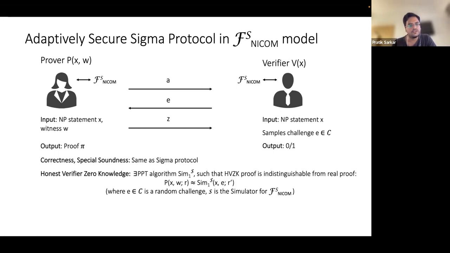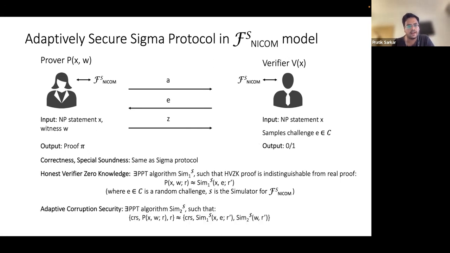In addition, we also need the honest verifier zero knowledge. Here again, we assume that there exists a simulator algorithm denoted as sim1, which has access to the simulation algorithm of the commitment string, and it can compute as honest verifier zero knowledge proof.